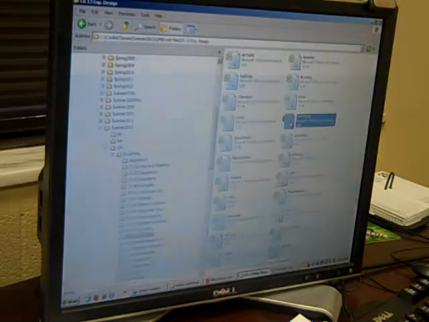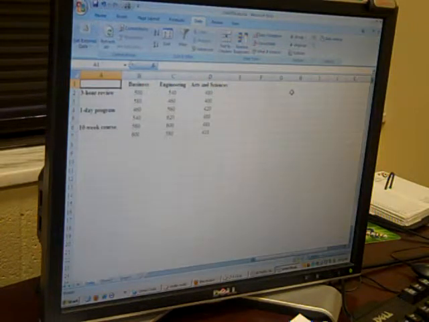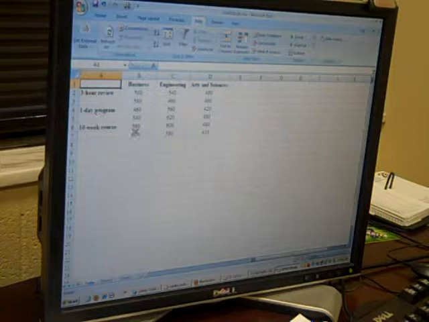example that the book has. This is the GMAT study, and we have three different colleges and three different programs to prepare for the GMAT, and these are the GMAT scores for two people from business with this type of review or this type of program, two people from business when they prepare with the one-day program, and two for the 10-week course, and the same for engineering, arts and science.